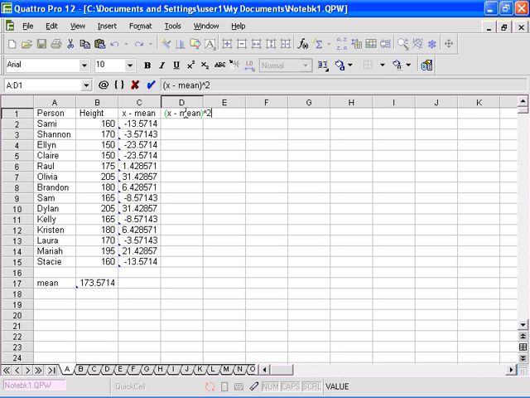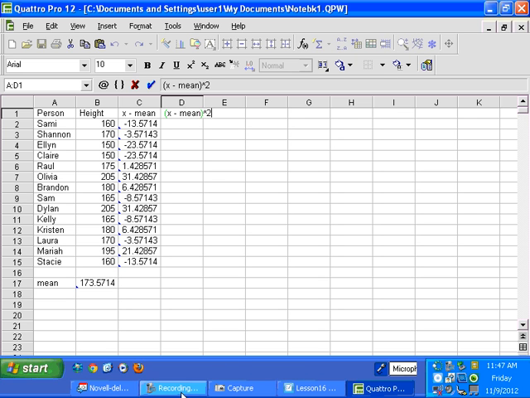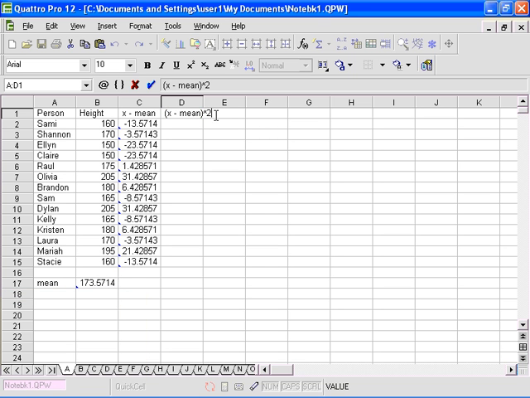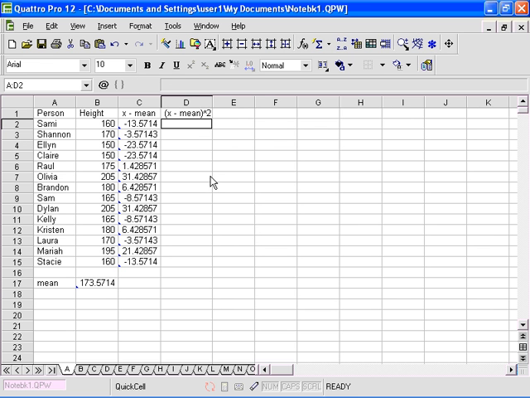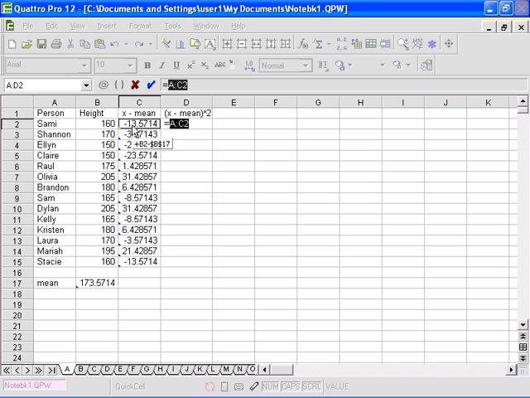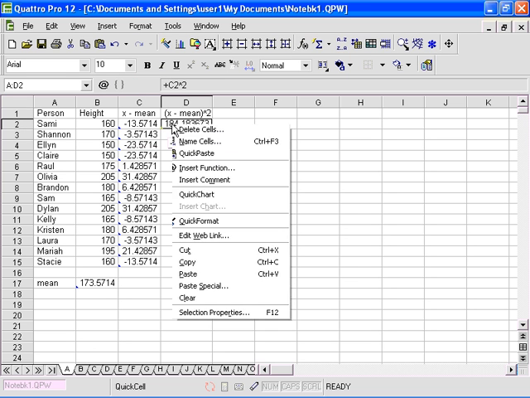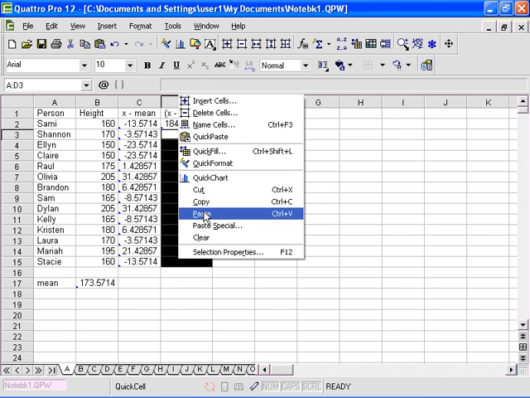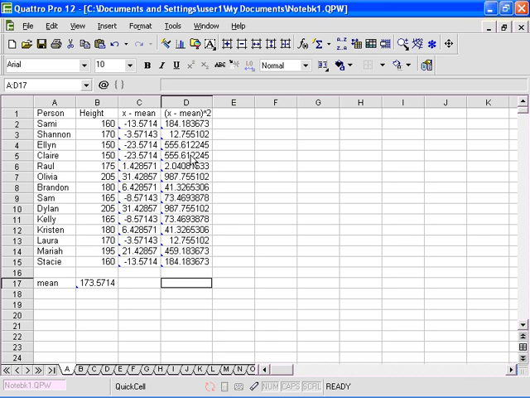For the formula to do a square, you need to use the caret. So we're just going to take this column and square it. There we go. We copy that all the way down and paste it. And there is the x minus mean squared from our formula.